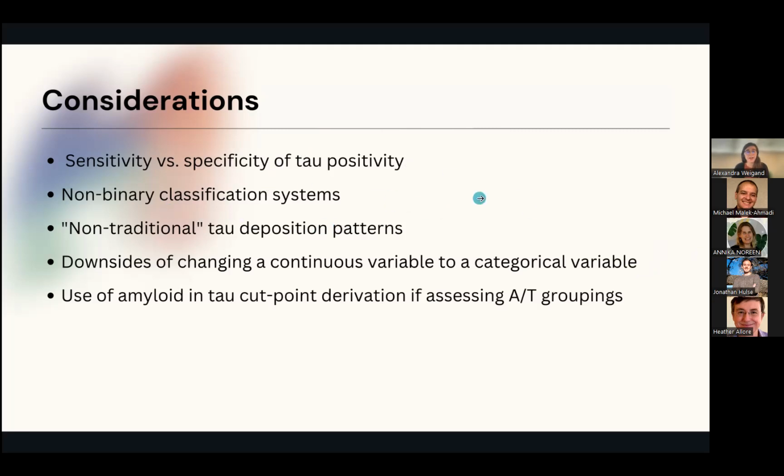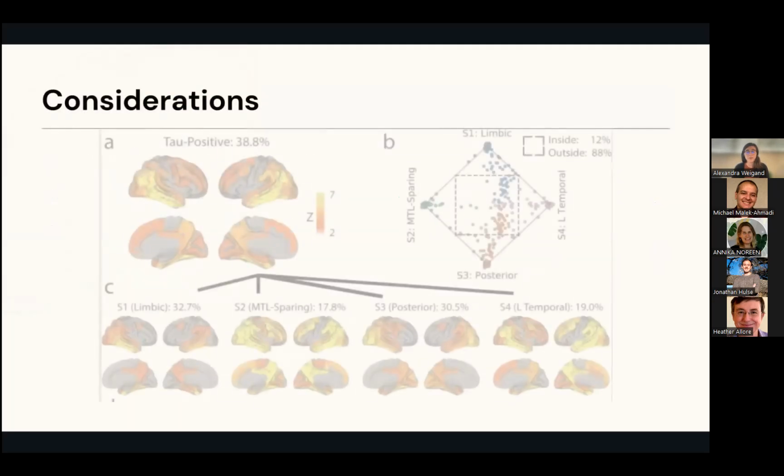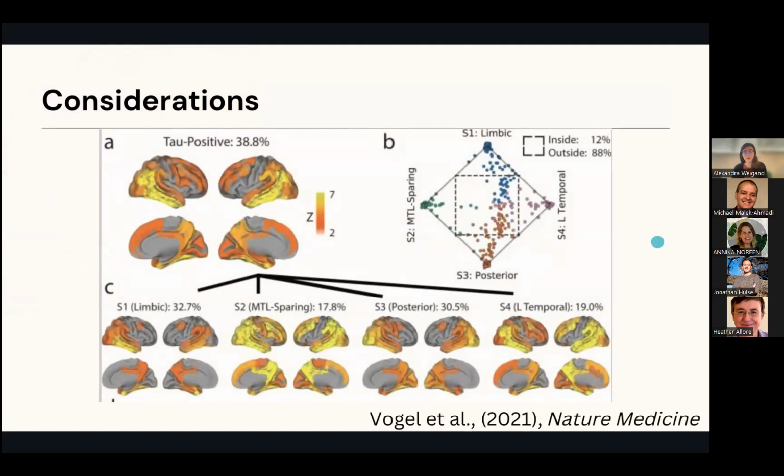I also want to bring up the point that there's a lot of benefit from using non-binary classification systems, as well as classification systems that identify non-traditional patterns of tau deposition. So I'm going to bring our attention to a study by Vogel et al. that was published recently in Nature Medicine that used the SuStaIn model, a cluster analytic technique, to identify different subtypes of tau positivity. So they had this overall tau positive group split into these different classifications or subtypes.